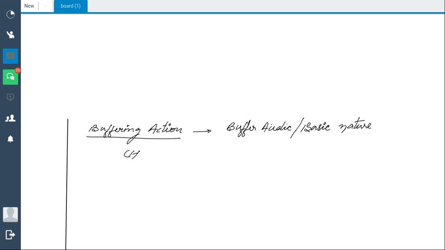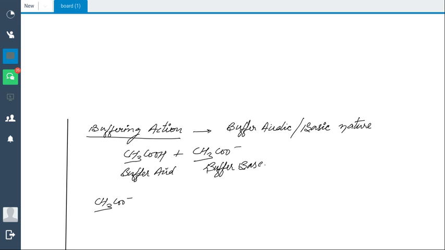See, when we are saying that we have got acetic acid plus sodium acetate, this is having the buffer acidic part and this is having the buffer base part. Okay. So suppose you are adding HCl. So when you add HCl, what will happen?